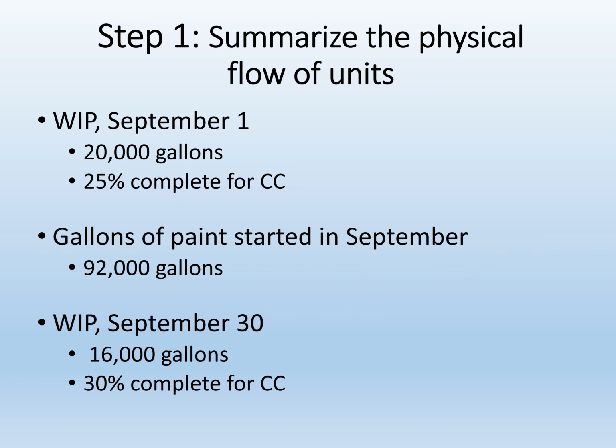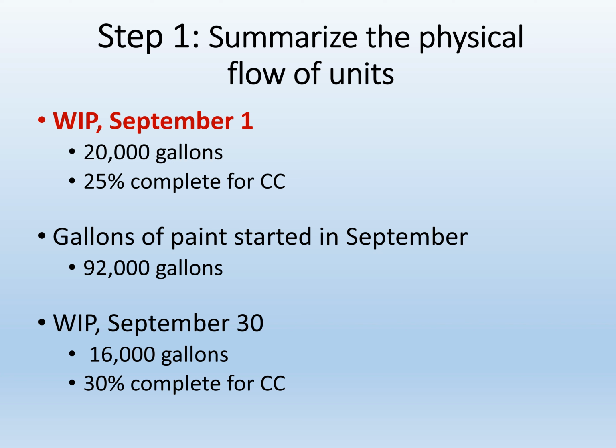Step 1 in our 4-step procedure to understand the flow of costs through a department in a process costing firm is to summarize the physical flow of the units. So we need some information. Let's see how that works for the XYZ Paint Company.